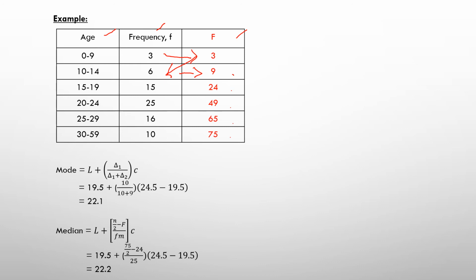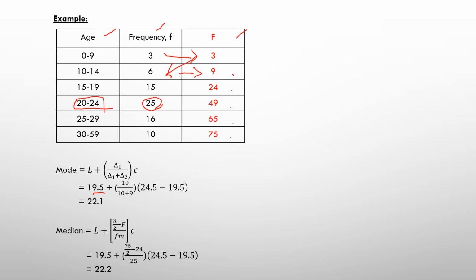And now we're going to find the mode. So we want to find the value of the mode. The first thing I have to do is find the modal class. The modal class is the class that has the highest frequency. So this is the highest frequency, that means this is the modal class. Okay. So L is the lower boundary of the modal class. So 20 minus 0.5, and you will get 19.5 plus bracket delta 1.